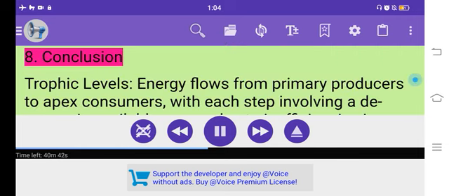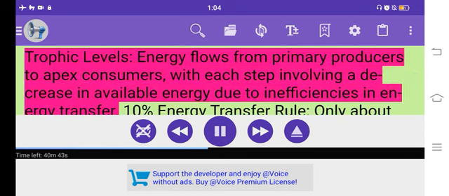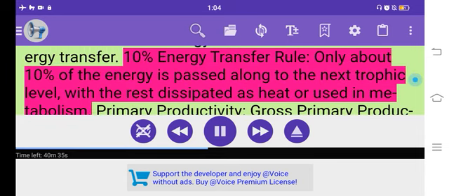8. Conclusion. Trophic levels. Energy flows from primary producers to apex consumers, with each step involving a decrease in available energy due to inefficiencies in energy transfer. 10% energy transfer rule. Only about 10% of the energy is passed along to the next trophic level, with the rest dissipated as heat or used in metabolism.